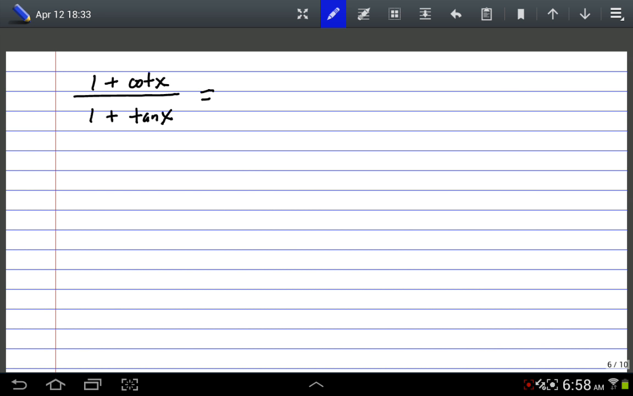All right, for supper. So 1 plus cotangent x, help me out, cosine x over sine x, over 1 plus sine x over cosine x. Now what are we looking at? We made it worse. It's a complex fraction, right? Got to make it worse before it can get better.